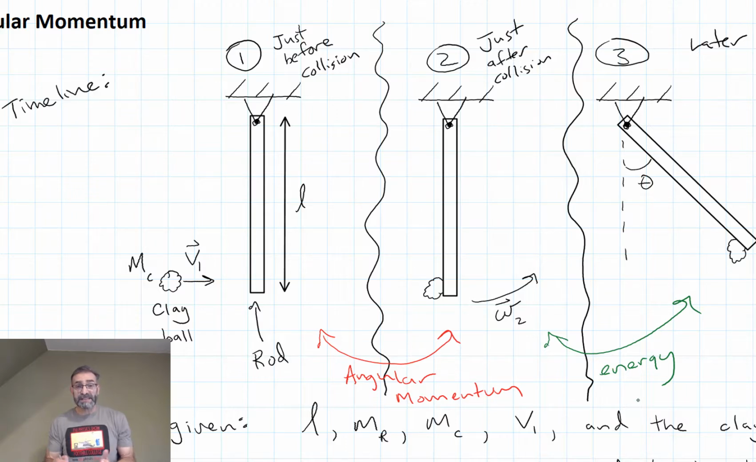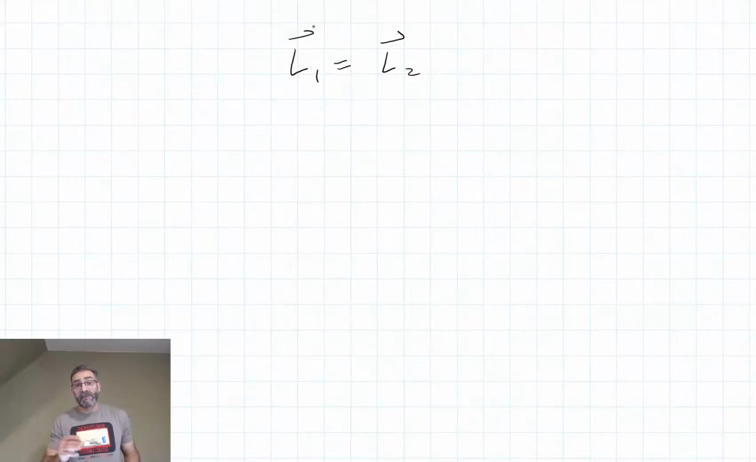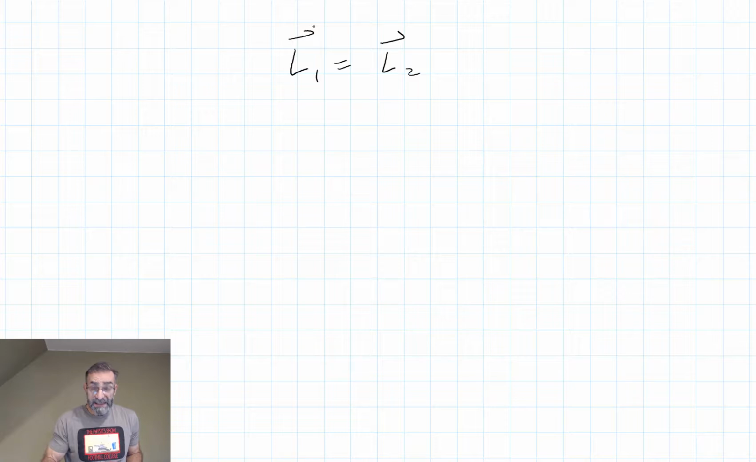So we're going to split this problem up into two problems. First, we're going to use angular momentum to get through the collision because momentum is our go-to lens when we have collisions. In this case, we'll use angular momentum because of the object rotating. And then we'll use energy, rotational energy. The angular momentum at time 1 has to equal the angular momentum at time 2. This is a vector equation. I need to define a positive direction.